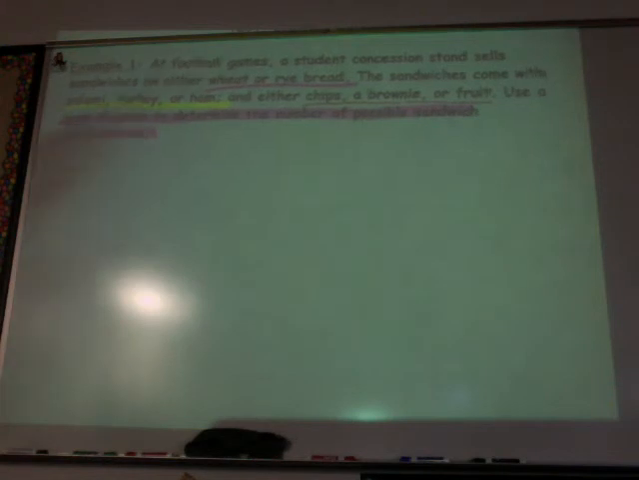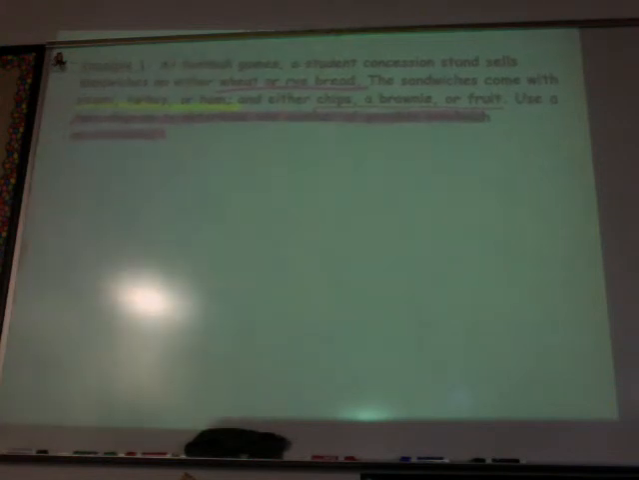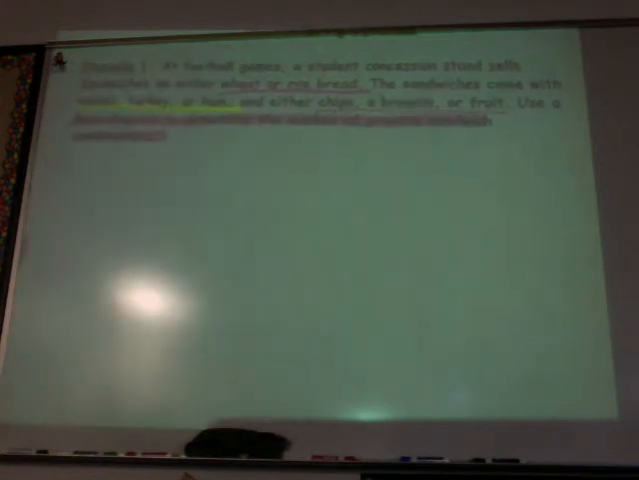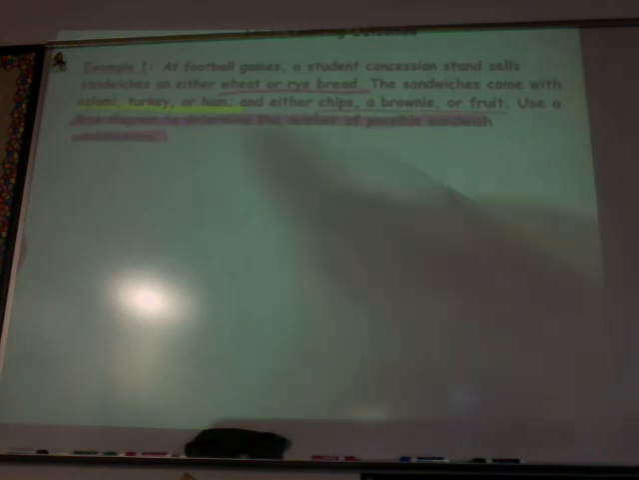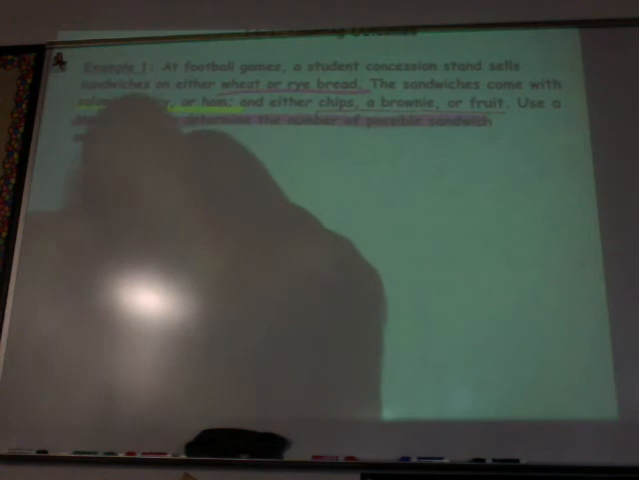So when you have choices, you're going to take your choices and put your choices as columns going across. So what's your first choice? Bread type. So your first choice is bread type.